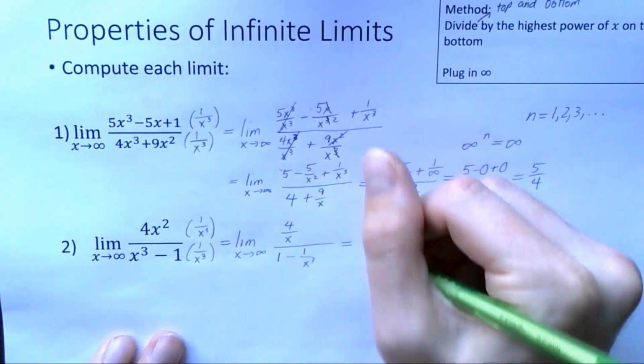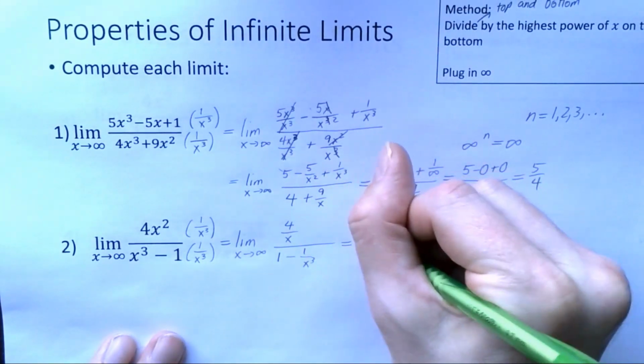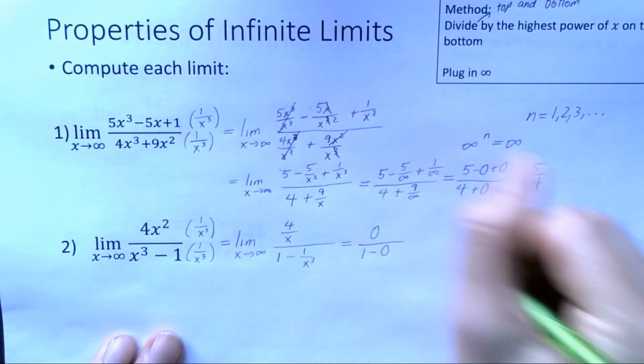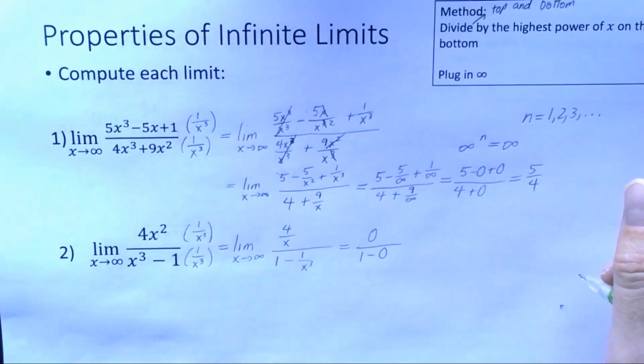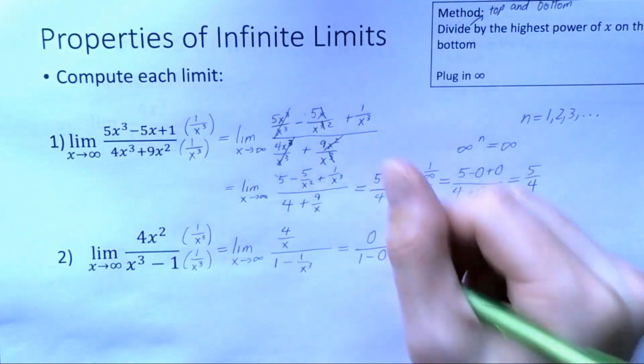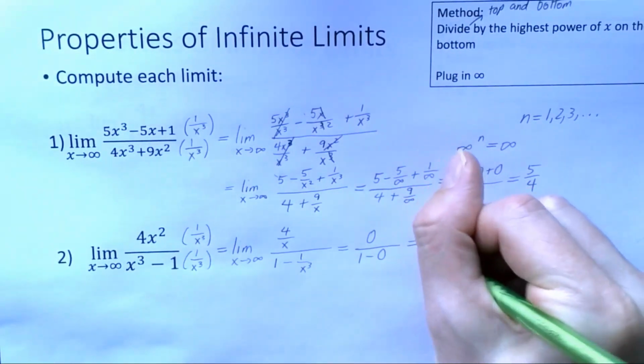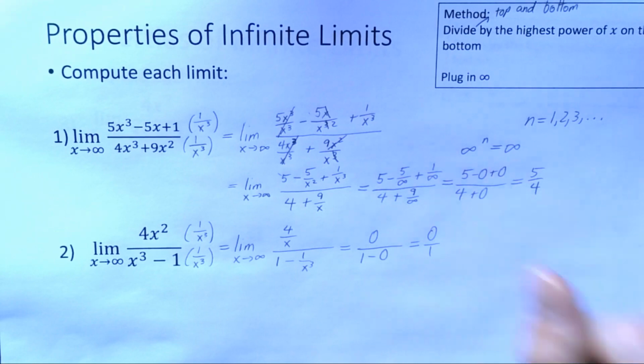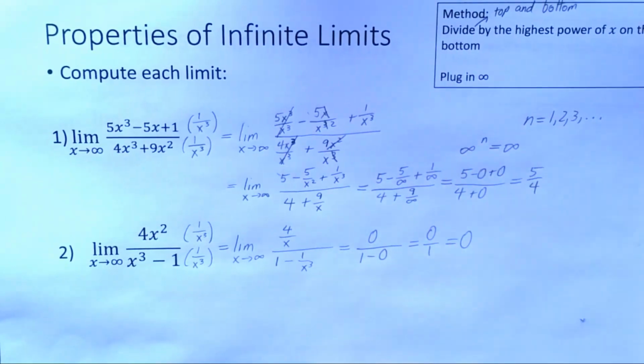So plugging in, 4 divided by infinity is 0. And then we have 1 minus 0 on the bottom, because infinity cubed is infinity, and 1 divided by infinity is 0. So this is 0 over 1, and if you think about it, 0 cupcakes divided by 1 person, you get 0 cupcakes. So it's 0. And that's your answer.